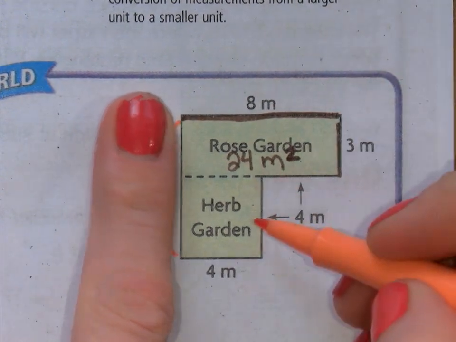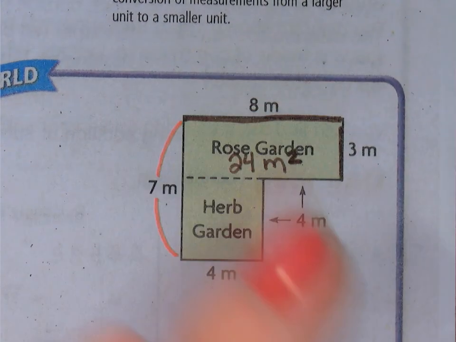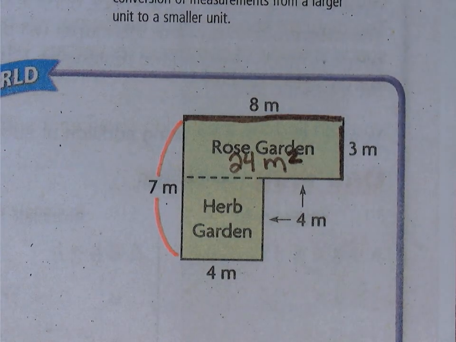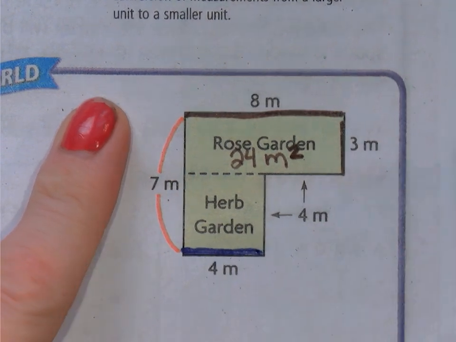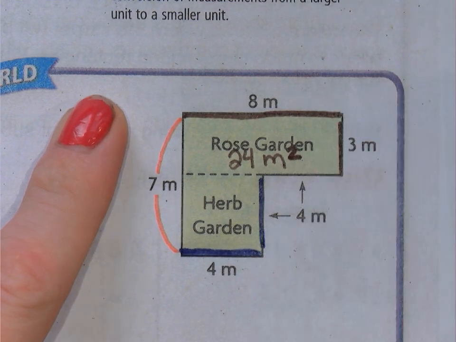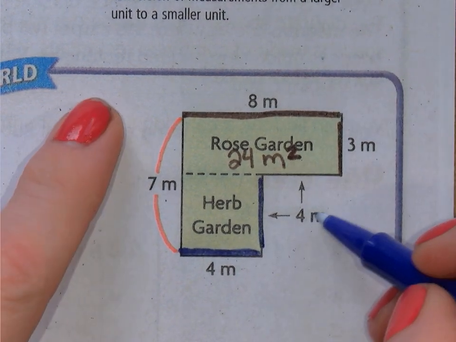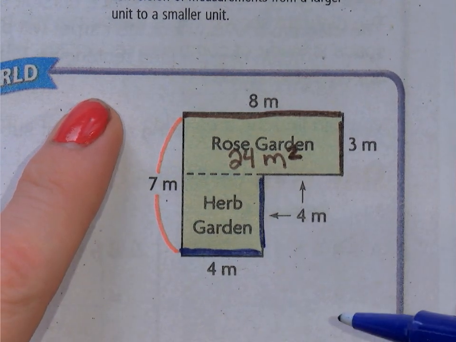Okay, now let's look at my herb garden right here. The base on my herb garden, let me get a different color here, is 4 meters right here. And my height is 4 meters right here. Okay, how do I know that? Because right here it says 4 meters and it points to this side and that side. It's telling me both of them.